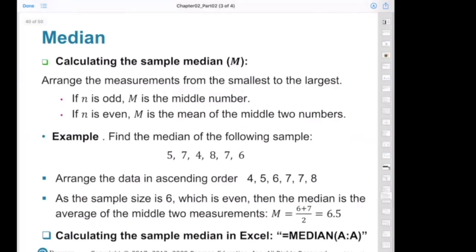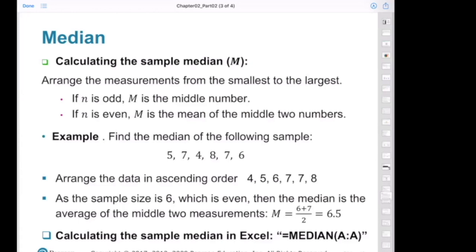Look at this example. Here you have 5, 7, 4, 8, 7, 6. How many numbers do we have here? We have 1, 2, 3, 4, 5, 6. 6 numbers. So it's an even number. What that means? That means you have here 2 numbers in the middle. So in the middle, we have here 6 and 7, right? The median is between these 2 numbers. So it's what? It's 6.5.